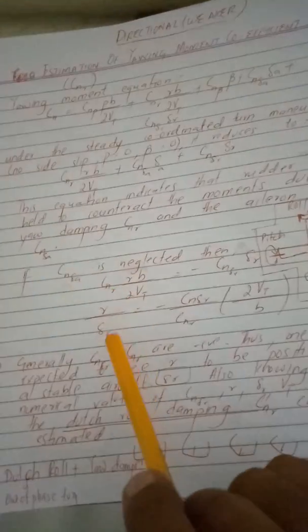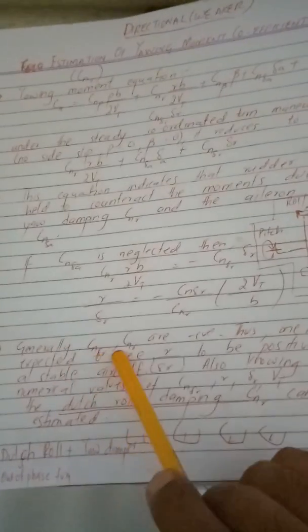Just solving it out, the ratio R over lambda R is equal to Cn lambda R by Cnr into 2Vt over b. Generally Cn lambda R and Cnr are negative, and one is expected to see R over lambda R to be positive for a stable aircraft. Also, knowing the numerical values of Cn lambda R, lambda R, Vt and b, the Dutch roll damping Cnr can be estimated.